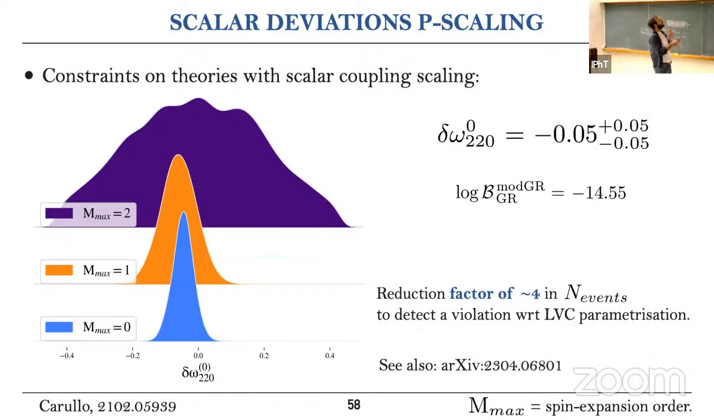And so for things that have scalar deviations, you can measure, let's say, the deviation from the non-spinning term for a scalar theory, and you get something which is consistent at the 5% level. The nice thing is that this parameterization is smart, so you actually get a boost in the sensitivity to beyond GR deviations.